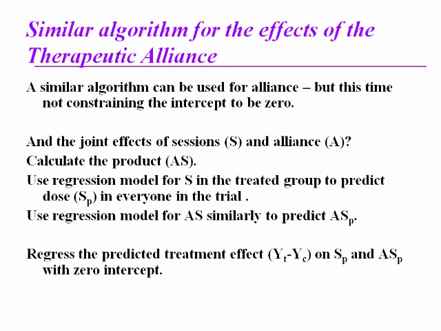Here we've got a continuous measure of alliance. Use a very similar algorithm. We could also look at the joint effect of sessions and alliance. And the model that I've used in the past has an overall effect of sessions and then a modifying effect of alliance. So it's a model with an interaction term in it. We could use a regression model to predict S, or another one to predict AS, and then regress the predicted treatment effect on both S and AS.